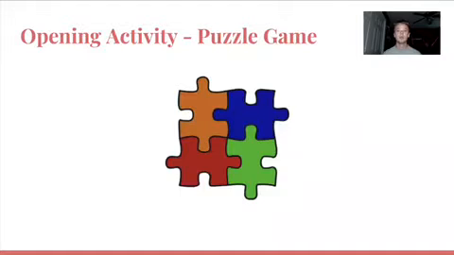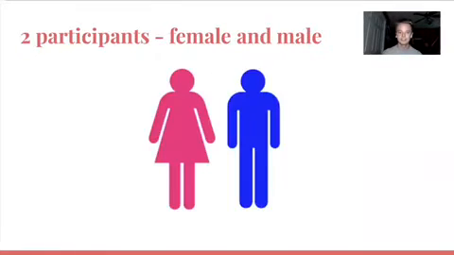So what was the activity that we were going to do? We were going to have a puzzle game to open up the instruction. We didn't really go over what type of puzzle. I don't think the type of puzzle really matters, it was just going to be a fairly simple puzzle. With the game, we were going to have two participants. One of them was going to be female and one of them was going to be male. And yes, this part actually does matter. I'll get to that in a little bit.